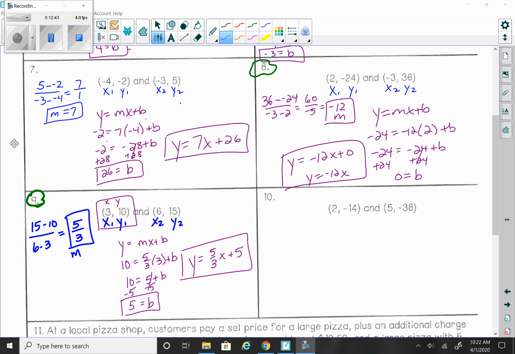Okay, so checking our answers to problems 8 and 9. In number 8, again, I plug the two ordered pairs into my slope formula. I get a slope of -12. So when I take that slope and the first point and plug it into slope-intercept form, -12 times 2 is -24. I add the 24 over, -24 plus 24 is 0. You get a y-intercept of 0. So you could write the equation y equals -12x plus 0, or you could just write y equals -12x.